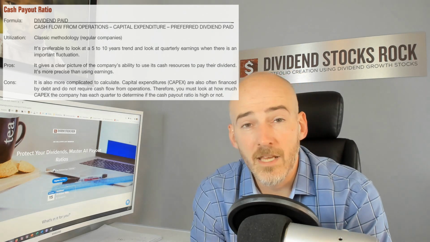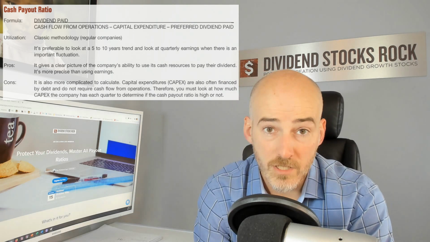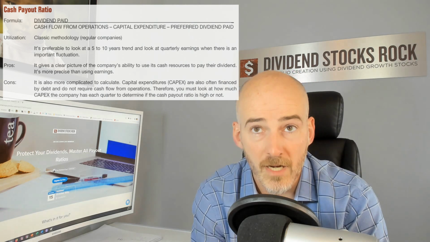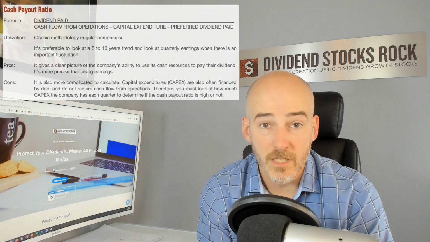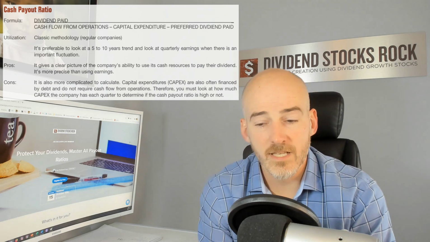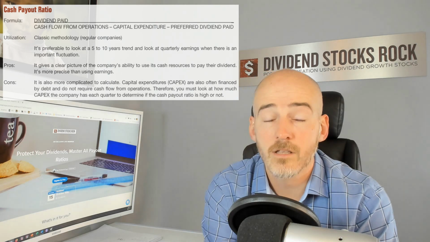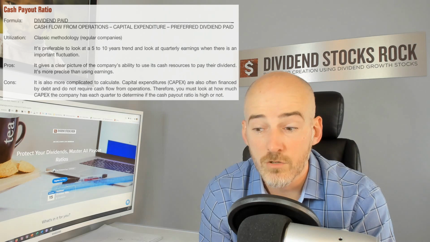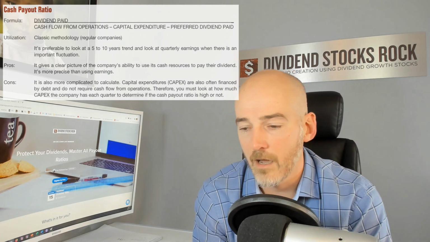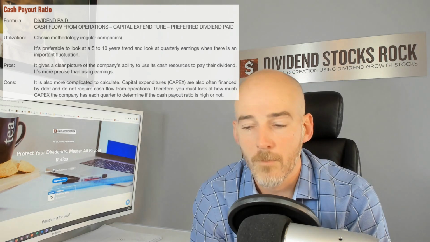The way it's calculated is the dividends paid divided by cash flow from operations. So obviously, whatever the business is doing to generate money, minus capital expenditure, often known as CapEx, and preferred dividends paid. Basically, you're looking at how much the business is generating in cash flow, and then subtracting all the investment used for R&D, innovation, acquisitions, or to fund any kind of project that will make the company grow in the future.